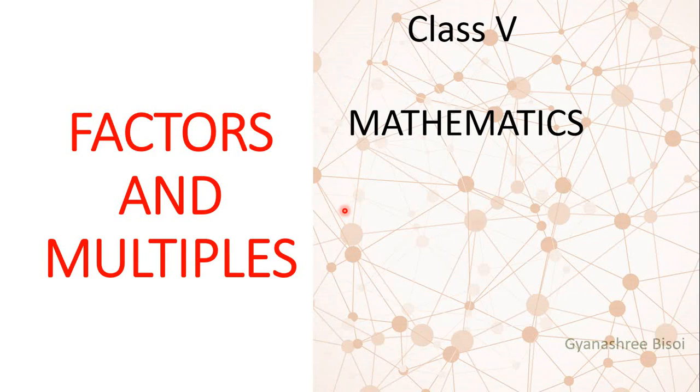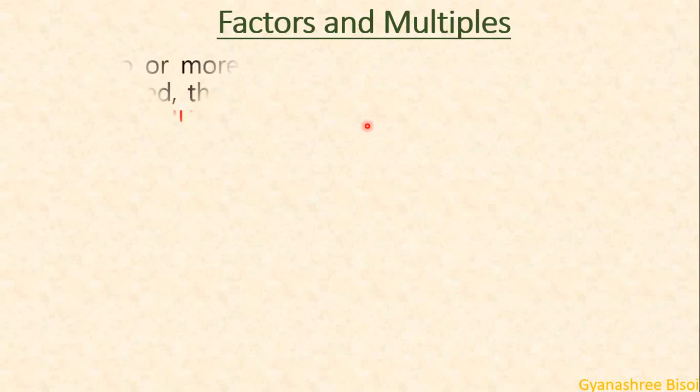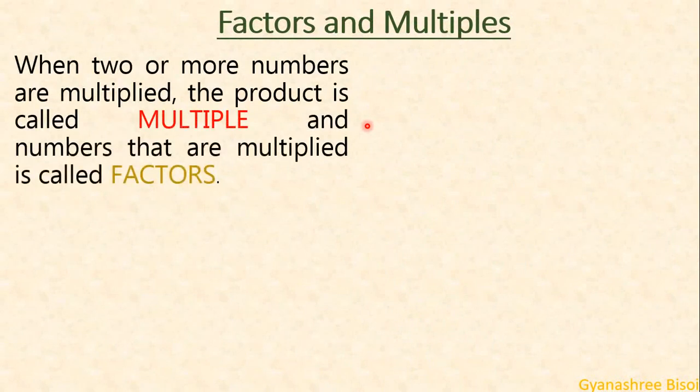Today we will study factors and multiples. Factors and multiples. It's very easy. We know that when we multiply two or more numbers, we get a product. The product is called a multiple and the numbers that are multiplied are called factors. Number multiply number equals product.